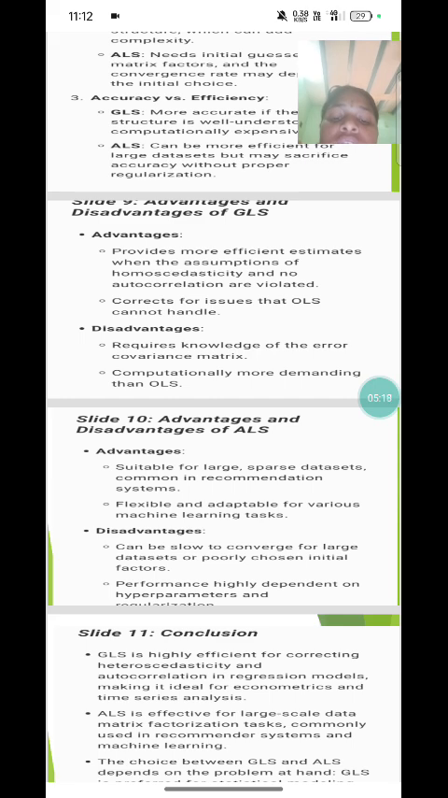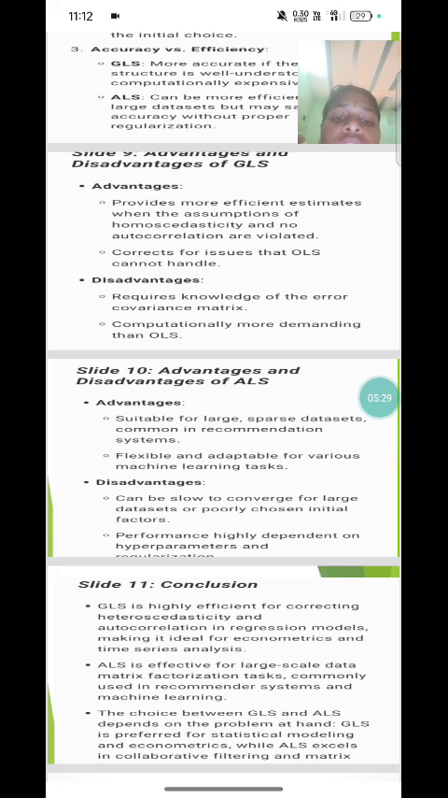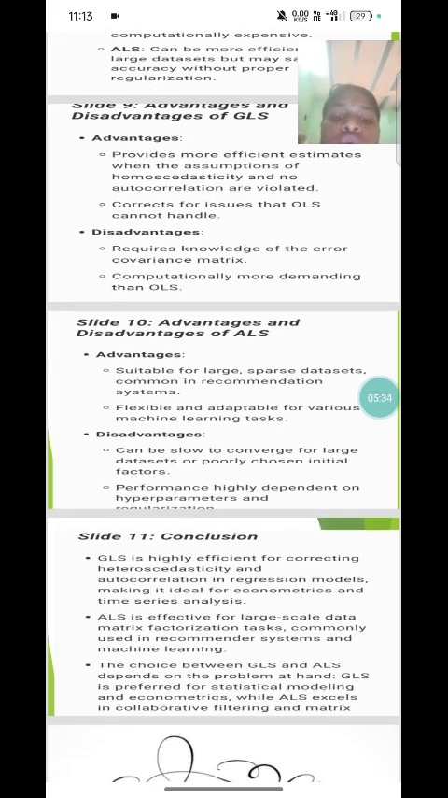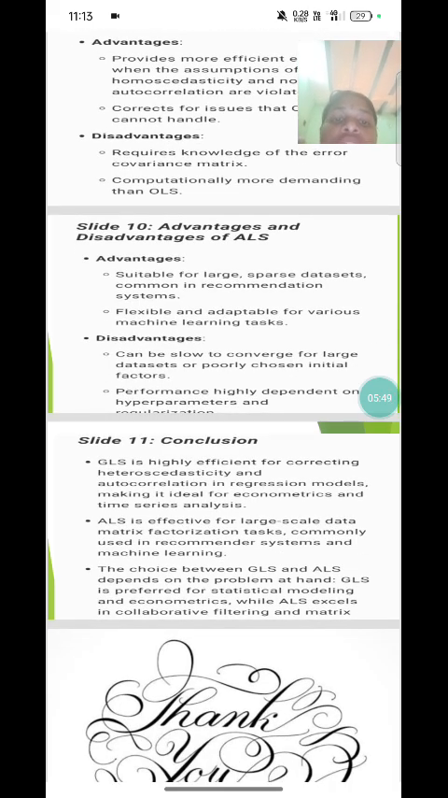Advantages and disadvantages of ALS. Advantage: suitable for large sparse datasets, common in recommendation systems. Flexible and adaptable for various machine learning tasks. Disadvantage: can be slow to converge for large datasets without properly choosing initial factors. Performance highly depends on hyperparameters and collaborative filtering settings.